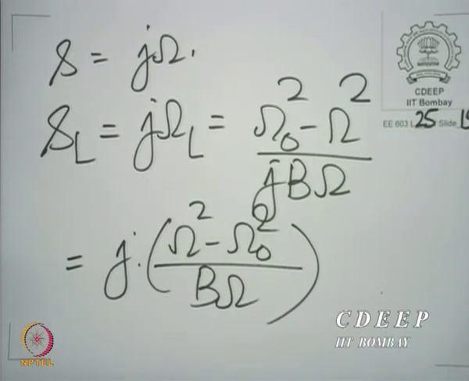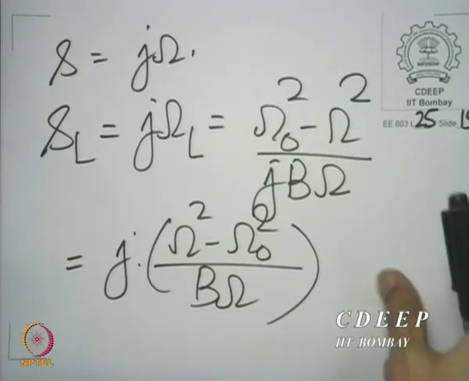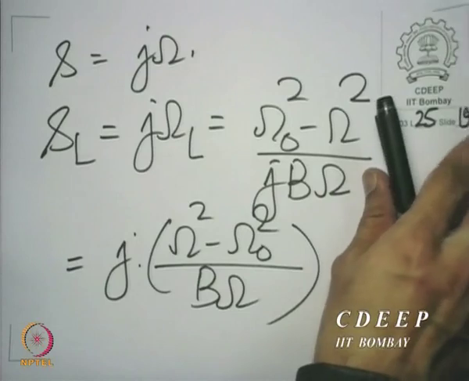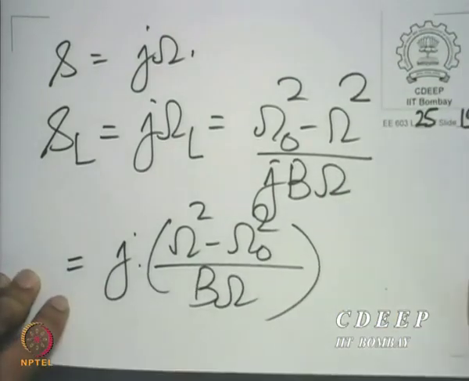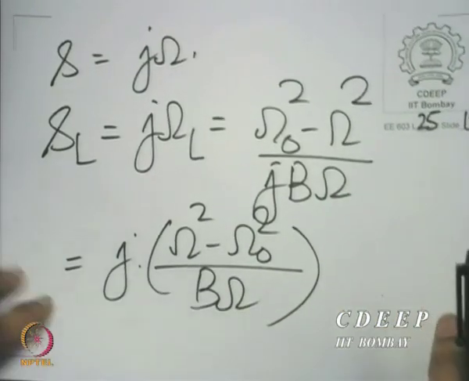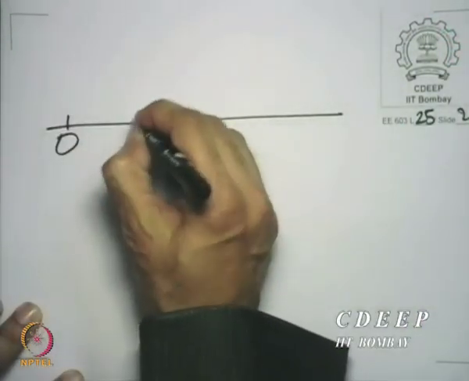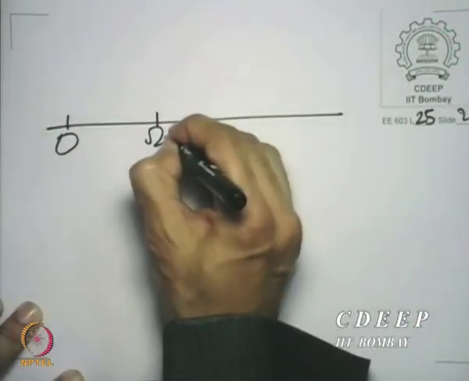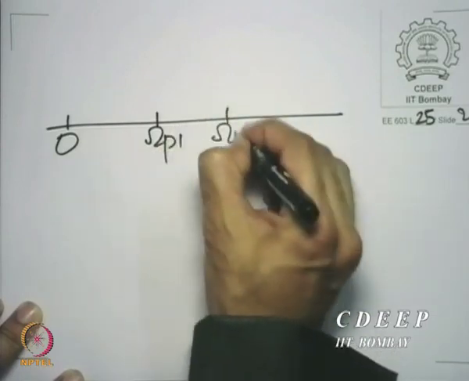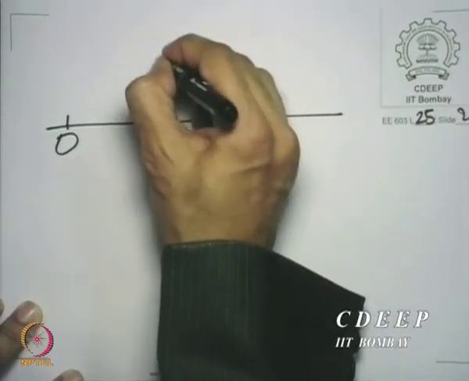Now, let us consider some critical points on the frequencies. Which critical points we need to look at? Well, let us take a band pass. So, a typical band pass filter would have a characteristic like this. It would have two edges of the pass band. Let us call them omega p 1 and omega p 2.